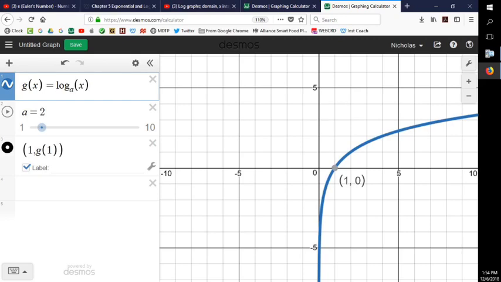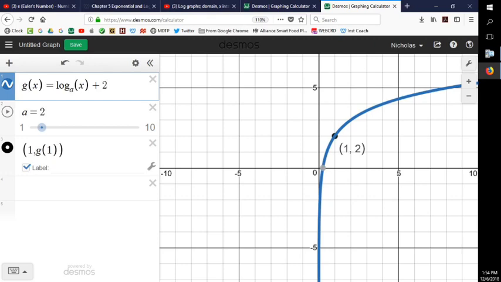And for that, I will show you this. I will show you an increase. If I add 2 to this, boom, what happened to my function? Yeah, look at my point. It changed to 1, 2. It was 1, 0. Now it's 1, 2. So if I put minus 2 here, what do you think is going to happen?